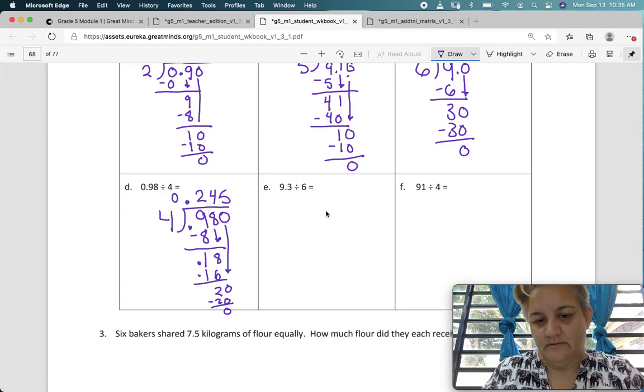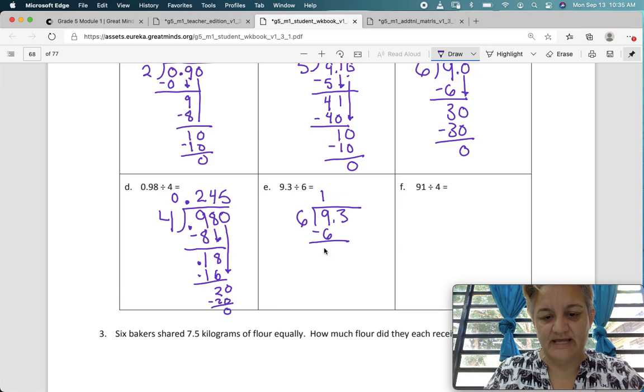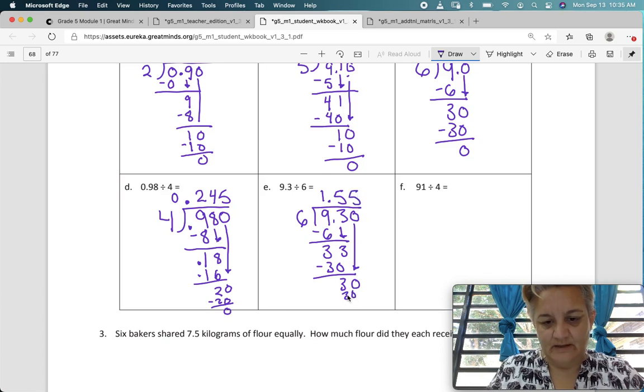That's fine. Okay, 9 and 3/10 divided by 6. Okay, 6 goes into 9 one time. 1 times 6 is 6, so I have 3 left over. I have 3 ones. So I'm going to turn those into 33/10. 6 goes into 33 5 times. 5 times 6 is 30. So 33/10 minus 30/10 is 3/10. So I'm going to bring down the hundredths, right? So 6 into 30 hundredths is 5 times, okay, with 0 left over.